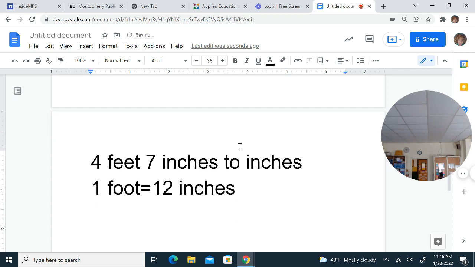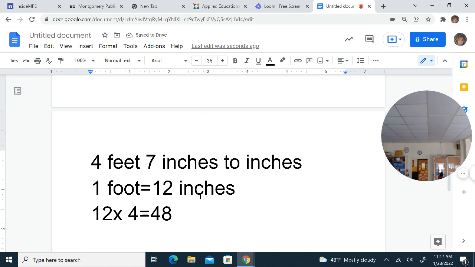All right. So we got 4 feet 7 inches. We're trying to go to inches. We know our conversion is 1 foot equals 12 inches. So what's the first thing we need to do? Multiply. So 12 times 4 is 48. Oh, okay. And then add the 7 inches.